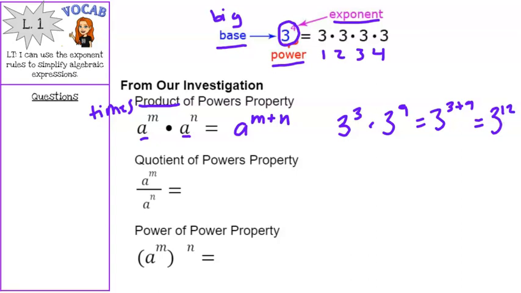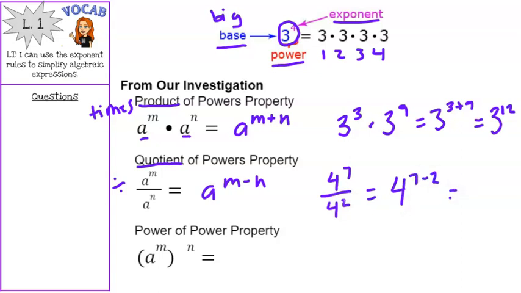Quotient of a power property. Quotient means we're dividing. And again, they have to have the same big number. This only works for things with the same big number. When we are dividing, we can subtract the powers. So if we had, let's say, 4 to the 7th power divided by 4 to the 2nd power, we could subtract the exponents. So we do 7 minus 2, and we would get 4 to the 5th power.